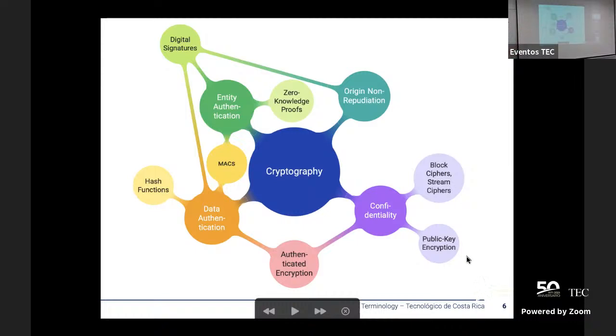Let's see what the time is. We will cover both public key cryptography and symmetric key cryptography. For today, we will cover the symmetric key side, but then the very old ones, the historical ciphers.